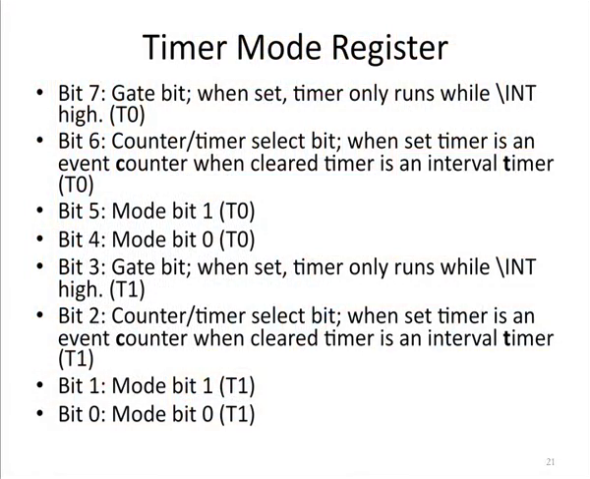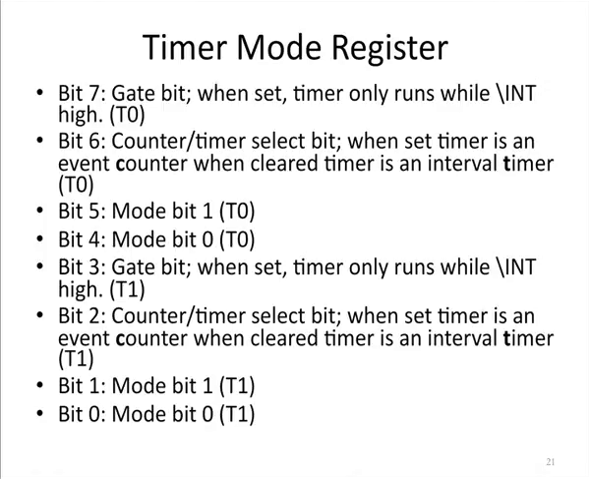Now let us see the bit definition of this TMOD, timer mode register. Bit 7 is the gate bit. When set, timer only runs while INT0 is high. Bit 6 is the counter/timer select bit. When set, timer is an event counter. When cleared, timer is an interval timer, that is for T0. Bit 5 is mode bit 1 for T0. Bit 4 is mode bit 0 for T0.